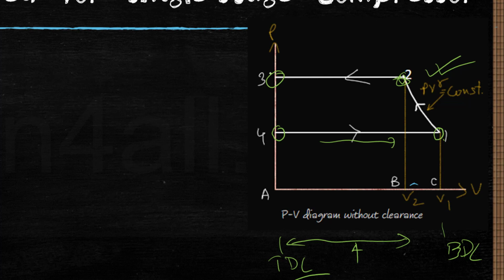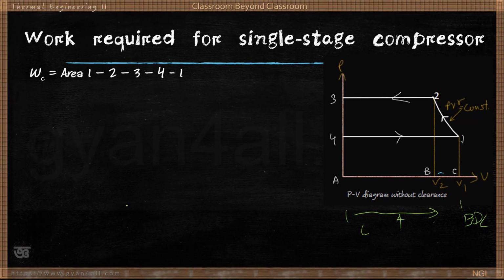So 4, 1, 2, 3, 4. These are the processes. What are the processes? Suction, compression and delivery. Okay. Now, can you tell me what will be the work done during this process? How can we find out the total work done in this system? So, what is the work of the compressor? How much work has to be done?